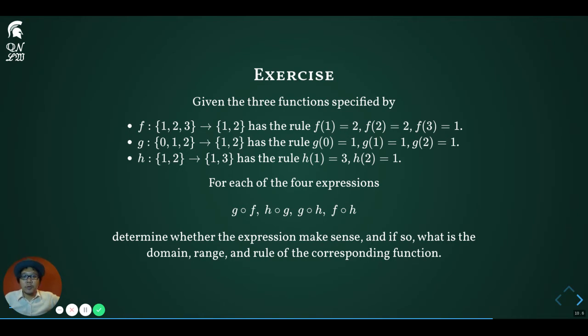This exercise defines for you 3 functions f, g, and h. It asks you about 4 possible compositions of pairs of functions. You are asked to decide for which of them the composition actually makes sense, and in that case, write down the domain, range, and rule of the corresponding composed function. Please pause this video and spend a few minutes to work out your response. If you are not sure about your answer, please make a post on Piazza.